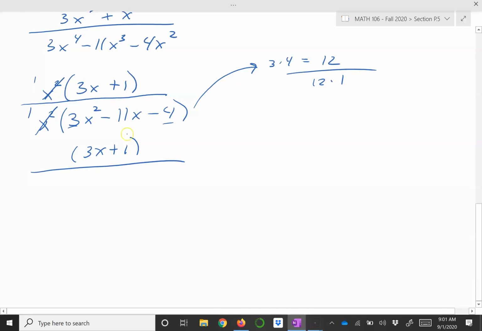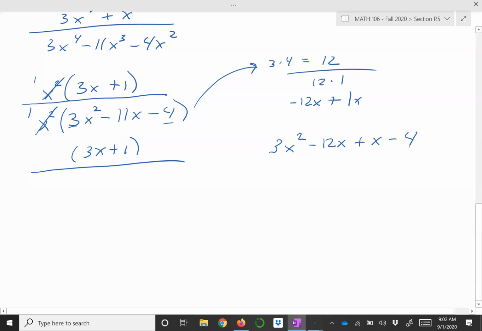Now, how am I going to split negative 11x into 12 and 1? I would probably do this. Negative 12x plus 1x. Would that give me a negative 11x? Yeah, so that's how I'm going to split it up. I'm going to do it all off to the side to keep the rational expression clean looking. So I'm going to have 3x squared, right? Remember that first term always comes down. Minus 12x. I'm going to want to keep the 12x with the 3 because I could factor the 3 out evenly. And then plus x minus 4.